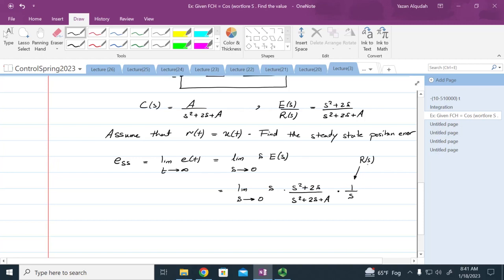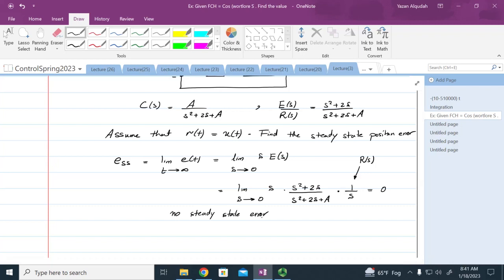Why did I emphasize it like this? Because some people are going to forget to multiply this. Okay. What is this limit going to equal to? Zero. And therefore, we have no steady state error. Make sense?